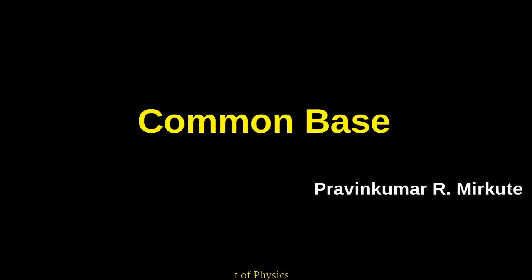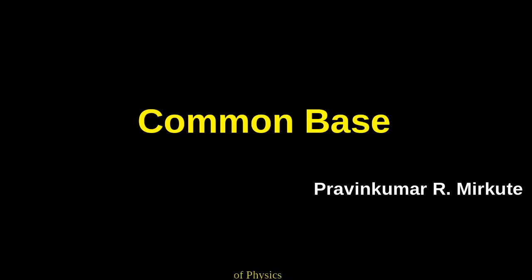Today we are studying the common base configuration and its input and output characteristics. The common base connection, or configuration, is one in which the base of the transistor is common between emitter and collector. That circuit is called a common base configuration.